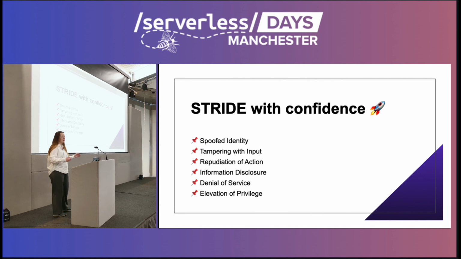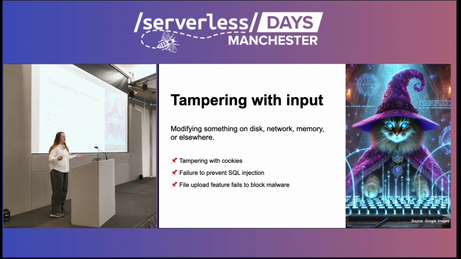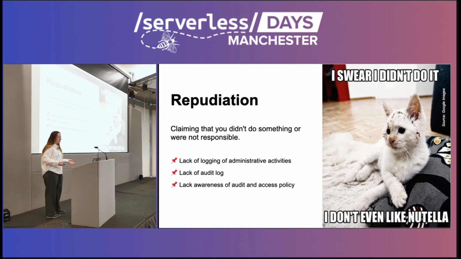So first one is spoofed identity. Who can tell you more about spoofed identity than Kat? So it's about pretending to be someone or something other than yourself. And it can happen due to multiple reasons, such as lack of authentication or maybe reliance on single-factor authentication. The next one is tampering with input. It's modifying data on disk, memory, somewhere else, and it can happen due to tampering with cookies, or maybe a file upload feature fails to block malware.